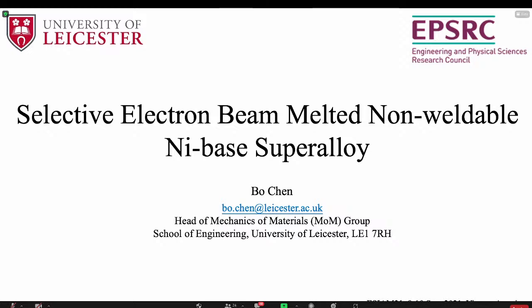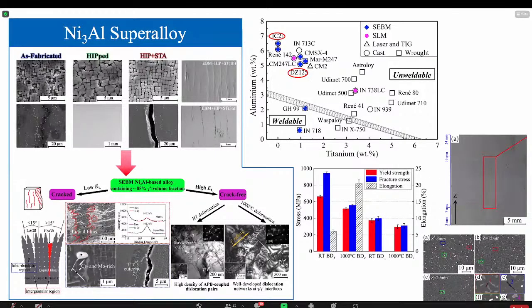Okay, so the technique I'm going to present quickly today is called selective electron beam melting. This is additive manufacturing. It belongs to powder bed fusion additive manufacturing, but you can operate your electron beam at high temperature due to the so-called preheat. In this work, it's kind of follow-on research from my last year's presentation.